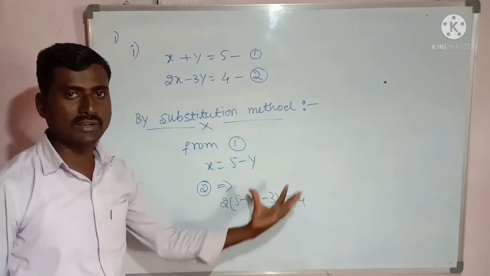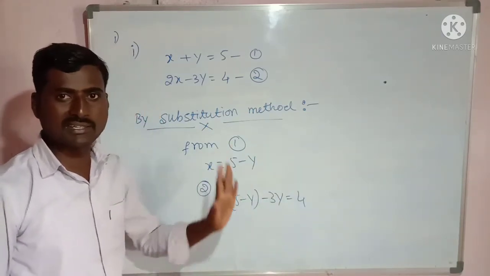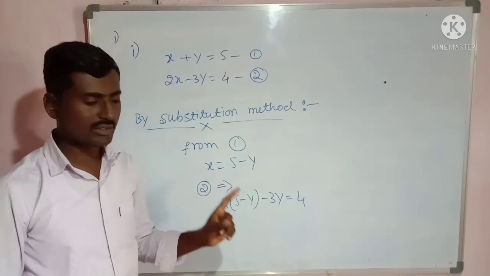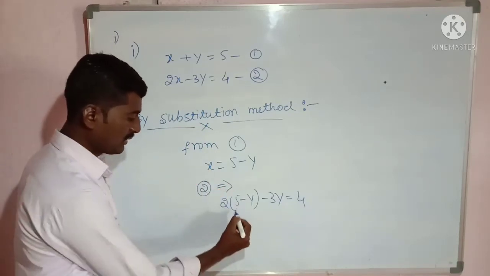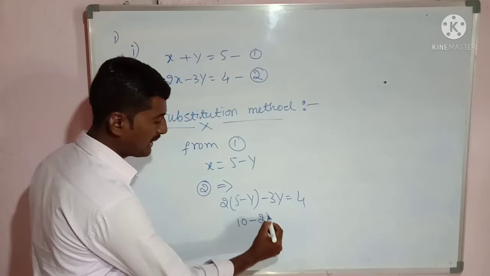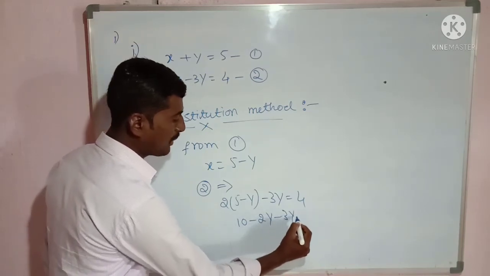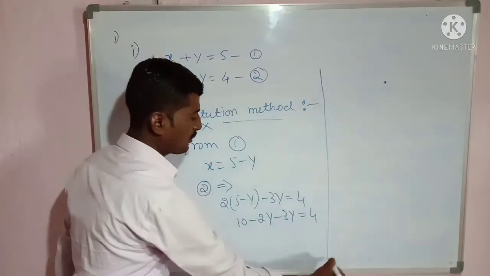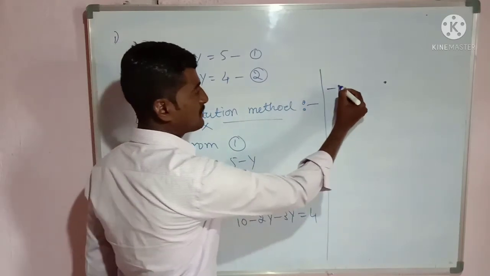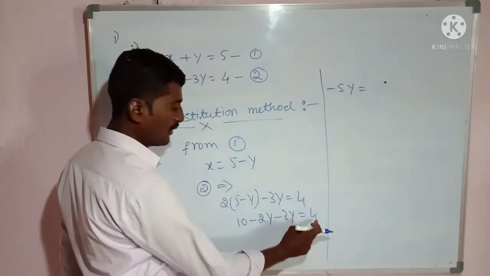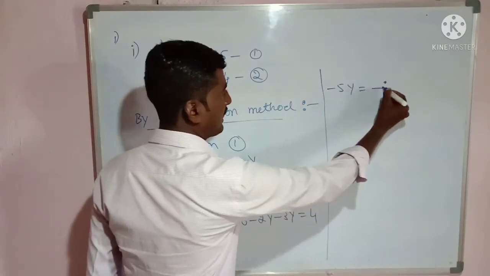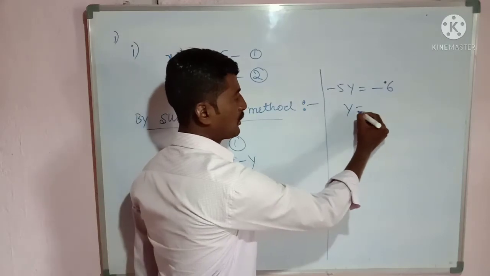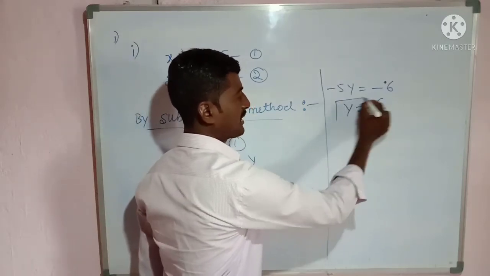Now I have to solve this. We have to find the value of y. That is the same answer I must get, either by elimination method or by substitution method or by graphical method also. Now this will become 5 twos are 10 minus 2y minus 3y is equal to 4. I will take 10 to the right side. So minus 2y minus 3y, that is minus 5y, is equal to 4 minus 10, that is minus 6. Now the minus will get cancelled. y is equal to 6 divided by 5. The same answer I got.